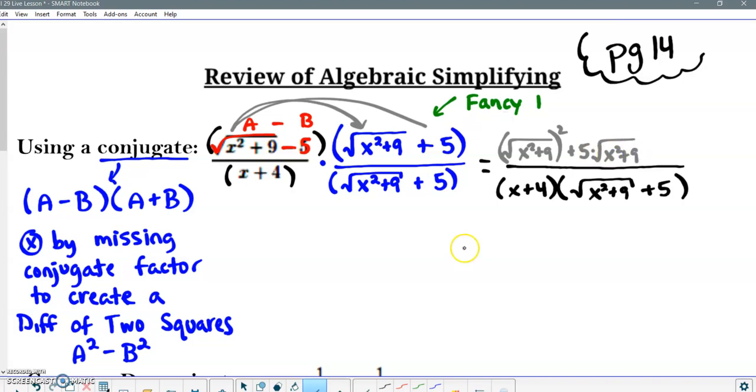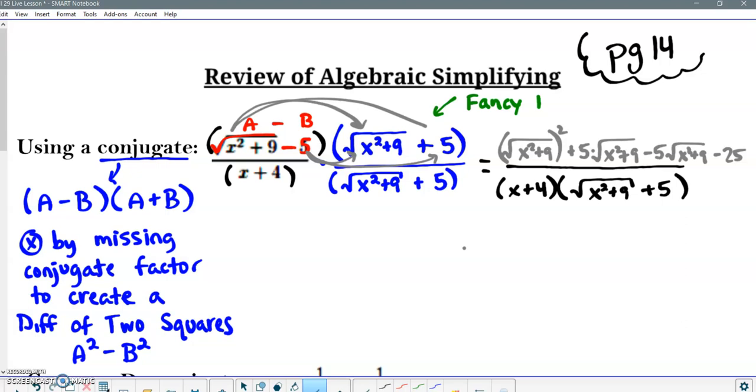That's our first term, our A term, distributed. Now we distribute B. So we get negative 5 square root of x squared plus 9. And then we distribute the negative 5 again, and we get negative 5 times 5, which is negative 25.